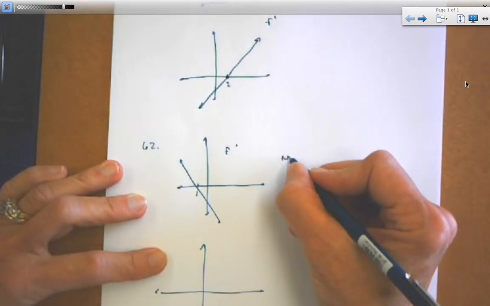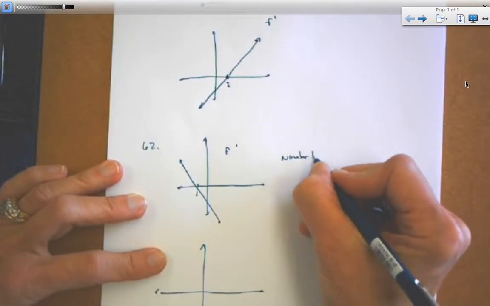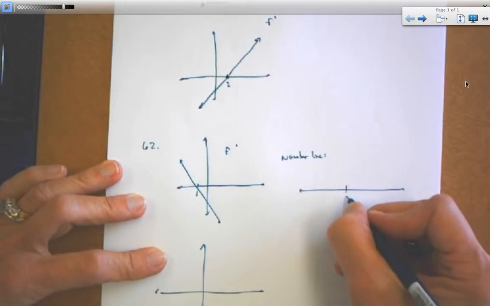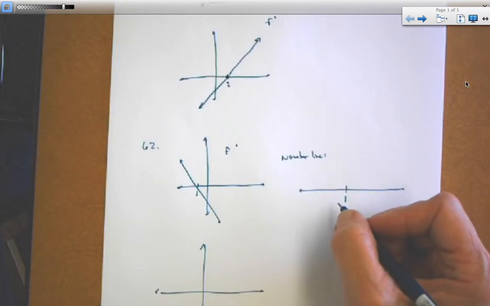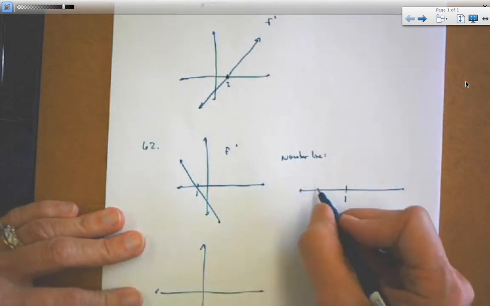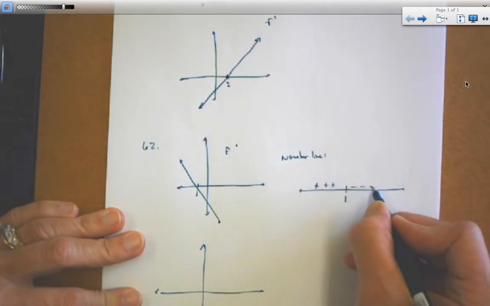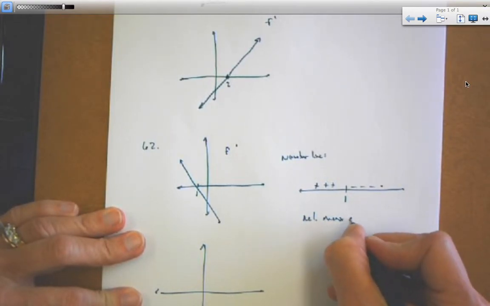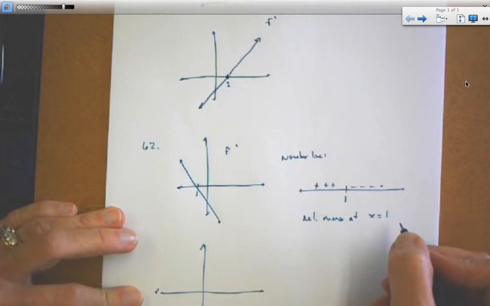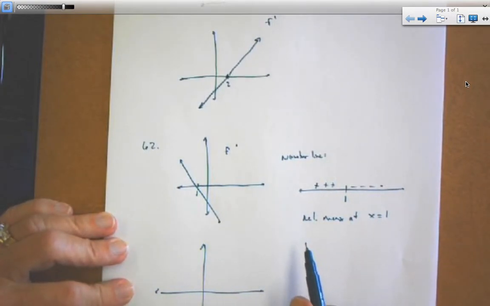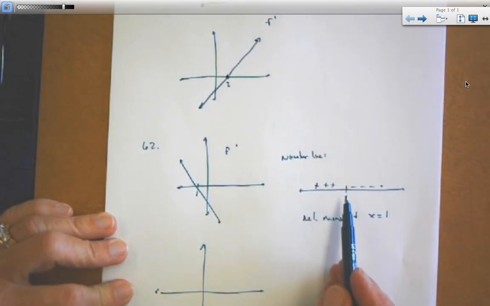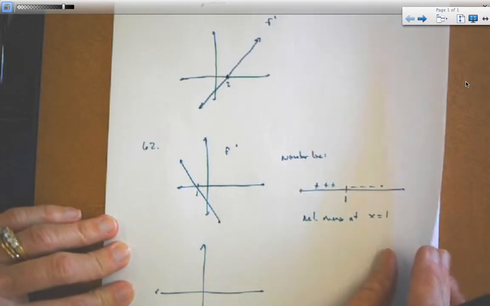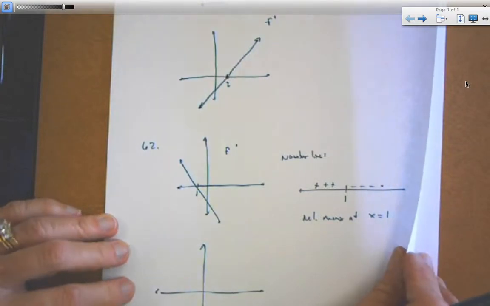So I really want to do a number line. On the number line, my critical value has to be at 1. That's where the graph changes from a positive to a negative. So it's positive value to a negative value. Then I have a relative max at x equals 1. And then my function is increasing from negative infinity to 1, and then decreasing from 1 to infinity. All right, next I want to look at number 66.